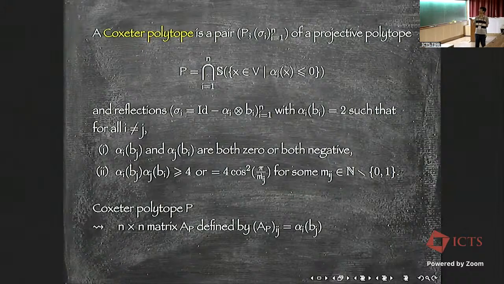Then you can easily see that when we have a Coxeter polytope, from this polytope we can associate a matrix. It's very simple because we have n reflections, and for each reflection we have a linear functional alpha i and a vector b i. So using these pairs, we can cook up this n by n matrix. It's nothing really complicated. So this polytope gives a matrix.